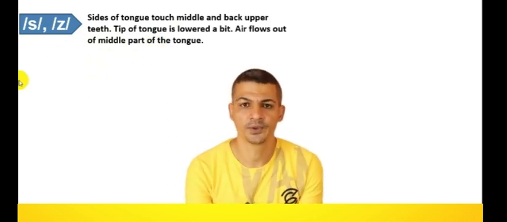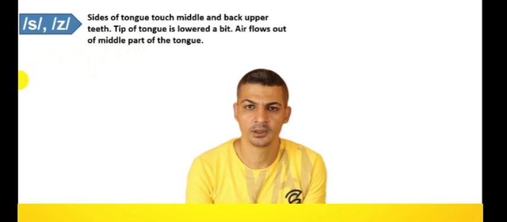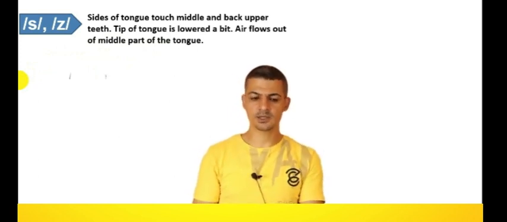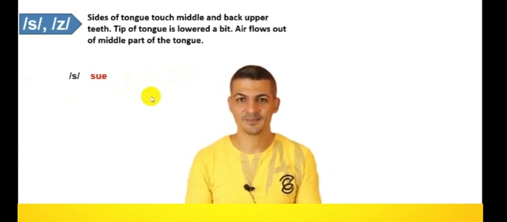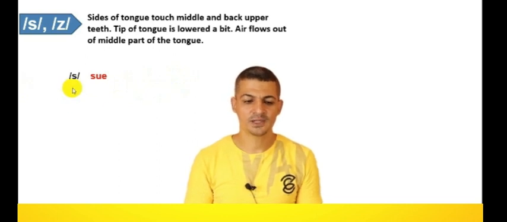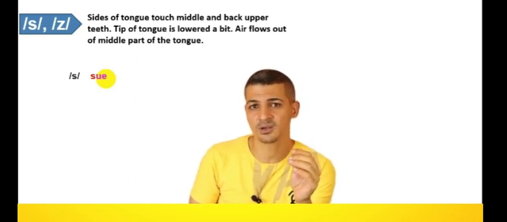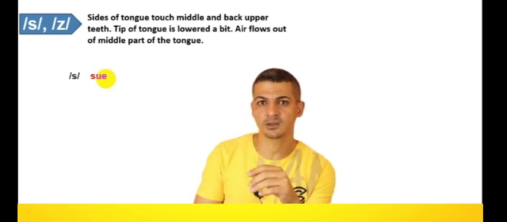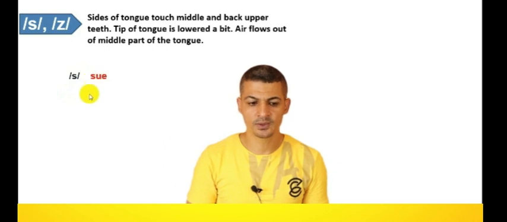Okay, it's easy, I think. Is it easy? Okay, practice it. Practice makes perfect. The first one as in soup. Don't say Z. No, it's wrong. You have to pronounce each consonant sound correctly in order to improve your pronunciation, okay? You have to follow the rules. Sue and zoo.